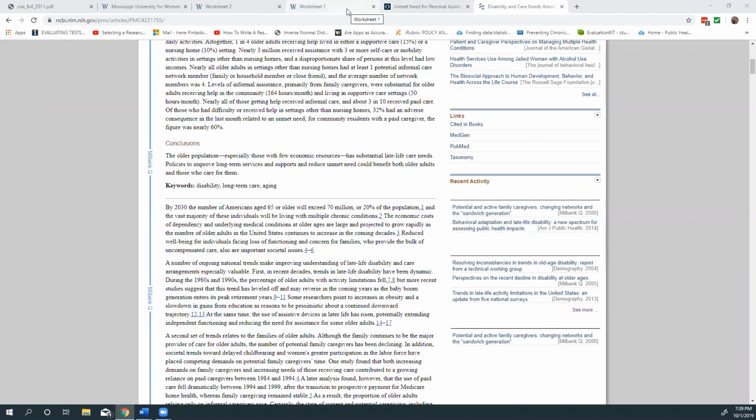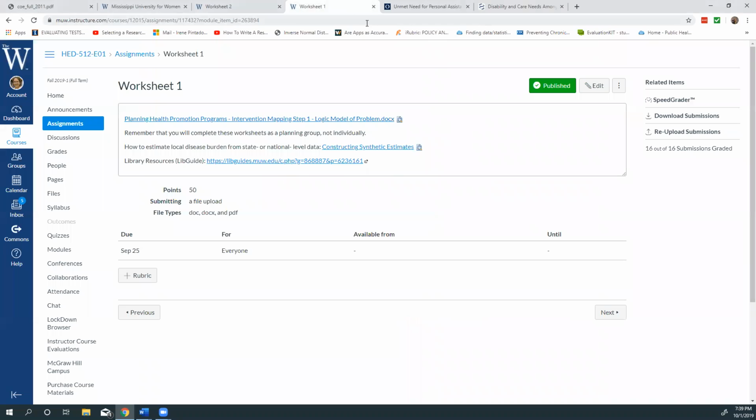Now, the things that you end up deciding you want to do, your logic model of the problem, is again going to probably differ from group to group. Your goal should be the same, but since you're all different people, you are probably going to end up with slightly different solutions to the problem.